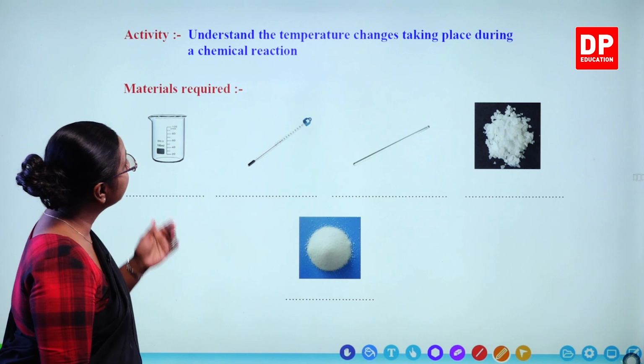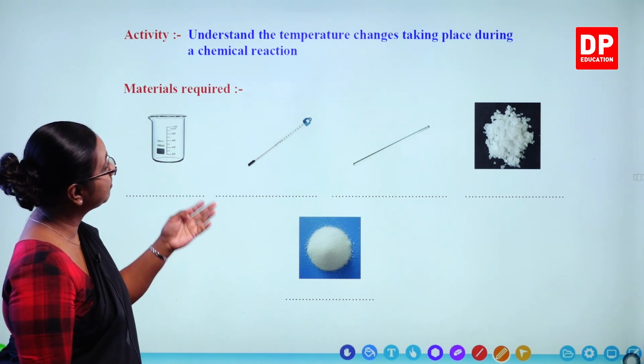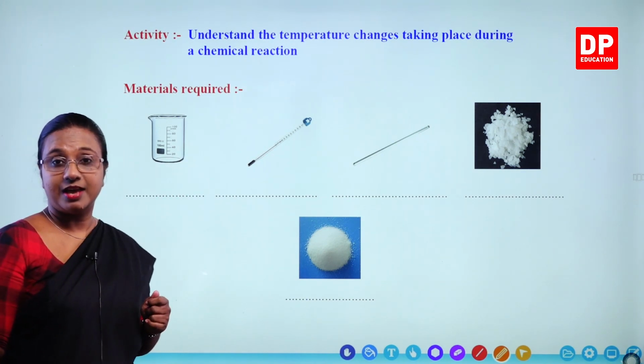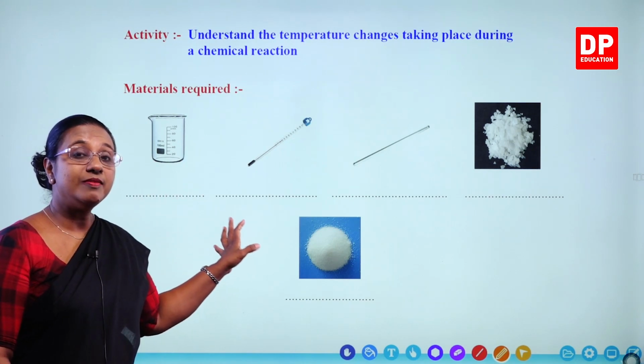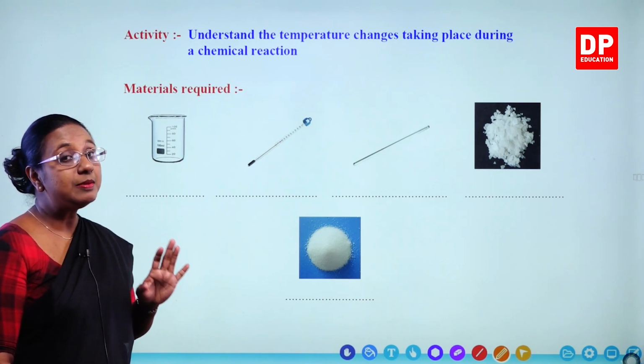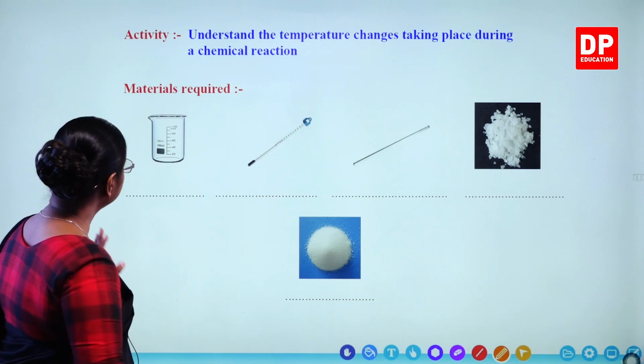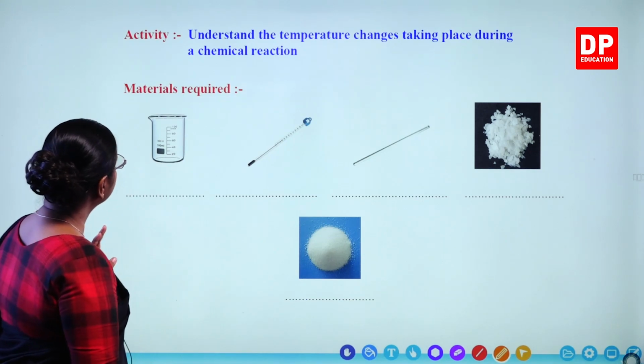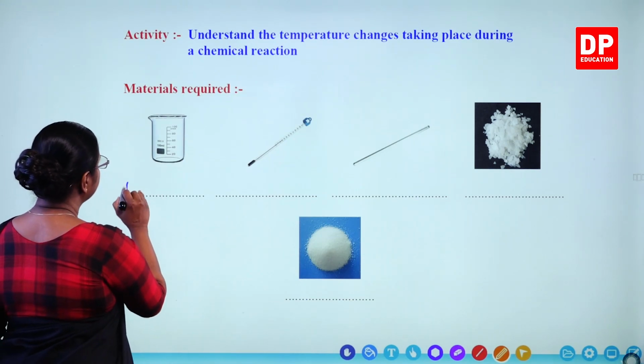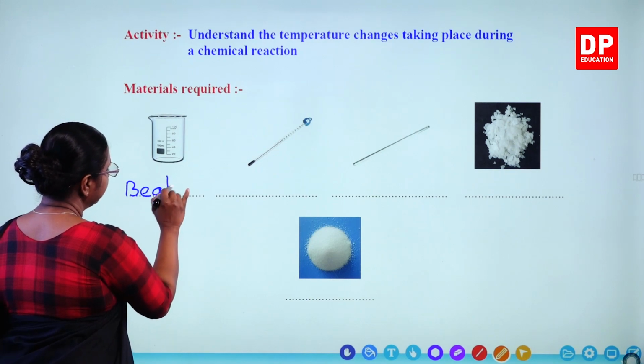Activity: understand the temperature changes taking place during a chemical reaction. So here we are always concentrating on a chemical reaction, not a physical change. And for that we need these materials. We need beakers actually.